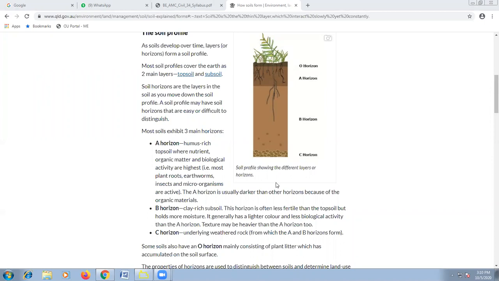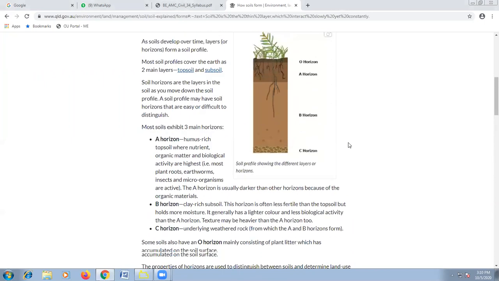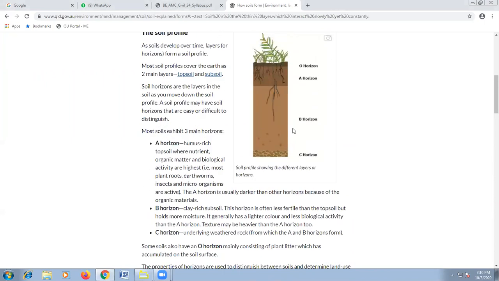Okay, so let us continue now. The next one is the B horizon. The B horizon is known as the subsoil. We have seen the topsoil, and this B horizon is present below it in the soil. It is generally more fertile than the topsoil, and it will hold more moisture.